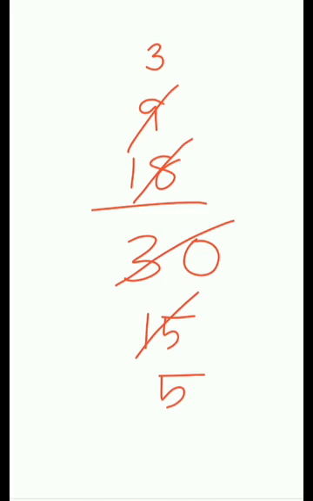Now let us check whether there is any common factor for both 3 and 5. Is there any common factor for 3 and 5? No. So 3 by 5 is the simplest form of the fraction 18 by 30. So this is how we reduce a fraction to its simplest form. Let us do one more example.